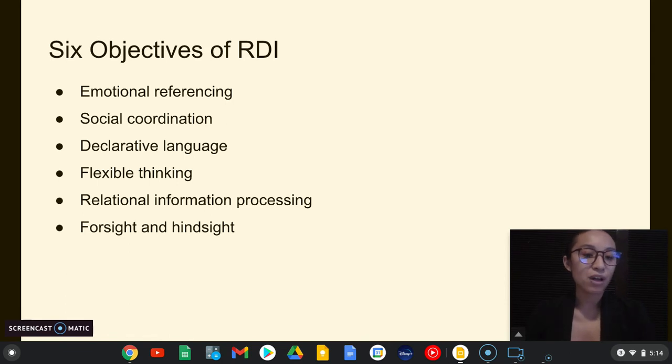Declarative language involves the caregiver learning to speak slowly, simplify their language, and not to over talk, and using prompting techniques when interacting and conversing with the individual. Flexible thinking involves the change and adaptation and transition in social situations. And then the last 2 objectives are relational information processing, foresight, and hindsight.